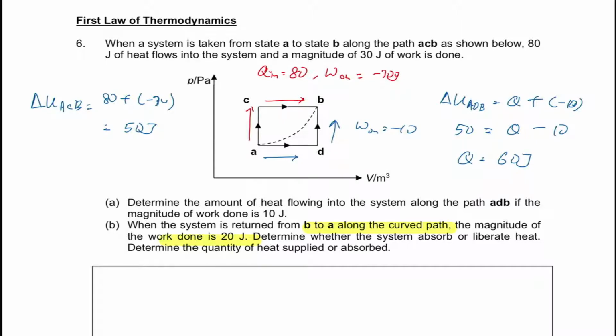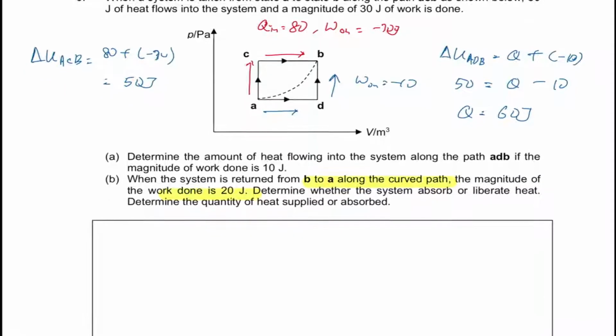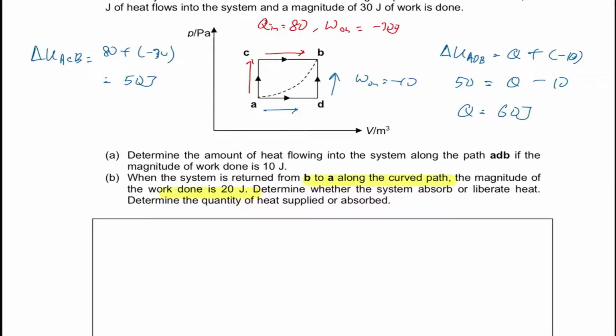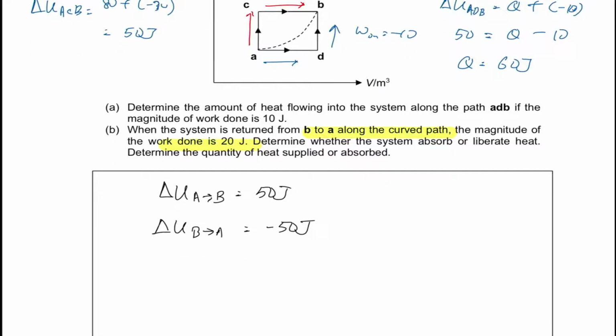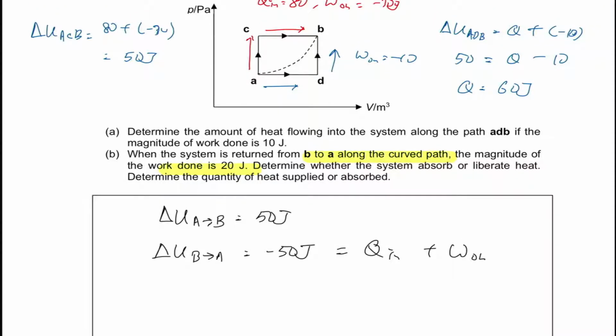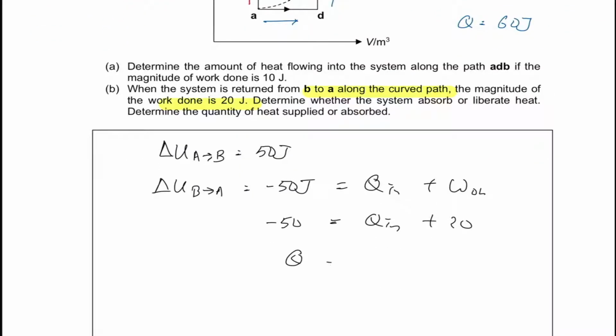Okay, so as you go from, remember just now you went from, let's write at the bottom here, delta U of A to B is equal to 50 joules. That means delta U of B to A is negative 50 joules. And this is equal to Q in plus W on. The total work done is 20 joules. Since B to A is a compression, this is plus 20, so negative 50 equals Q in plus 20.